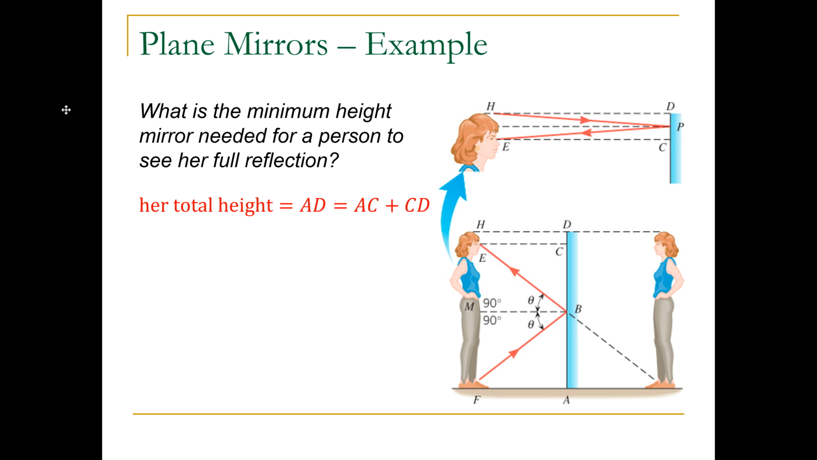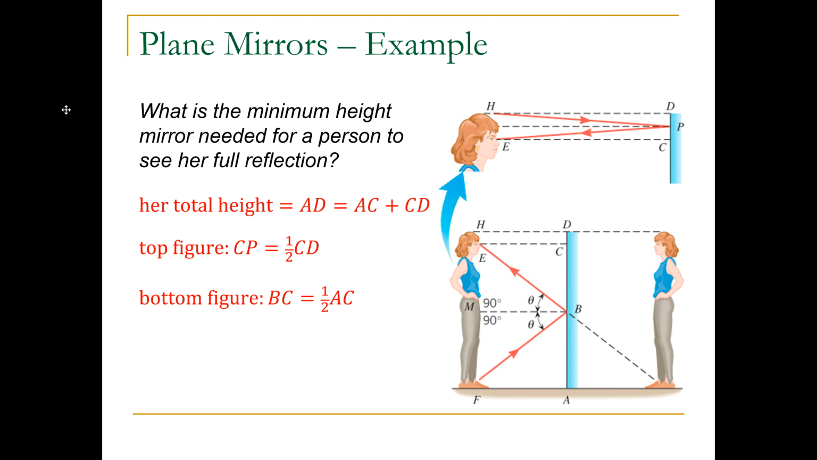If we're looking at the top figure, you can see a ray that comes from the top of her head, from point H, to the mirror and then into her eyes. That part of the mirror that would be needed is from C to P. So that from C to P, that part of the mirror allows her to see from her eyes and above to the top of her head. She doesn't need anything above point P. That would just allow her to see above her head.